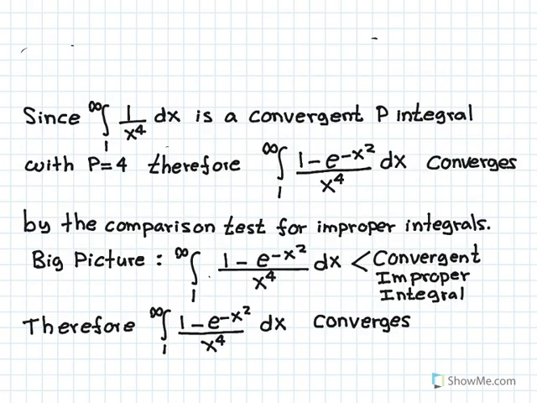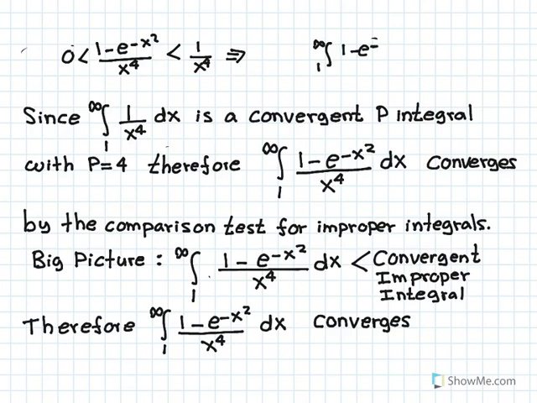Alright, so let me repeat that. 1 minus e to the negative x squared divided by x to the fourth, which is the integrand of the improper integral, so we have a bound for it, is less than 1 over x to the fourth and larger than 0. Now let's integrate from 1 to infinity, and we get the integral from 1 to infinity of (1 minus e to the negative x squared) over x to the fourth dx is less than the integral from 1 to infinity of 1 over x to the fourth dx.